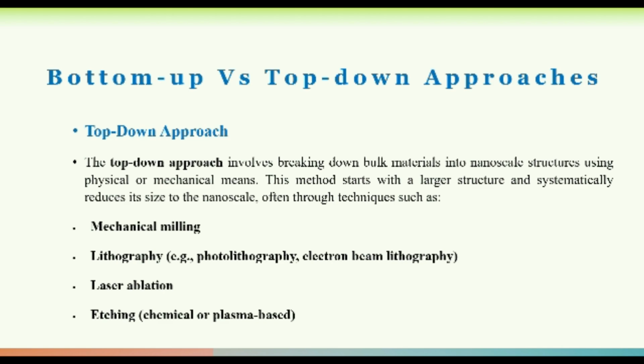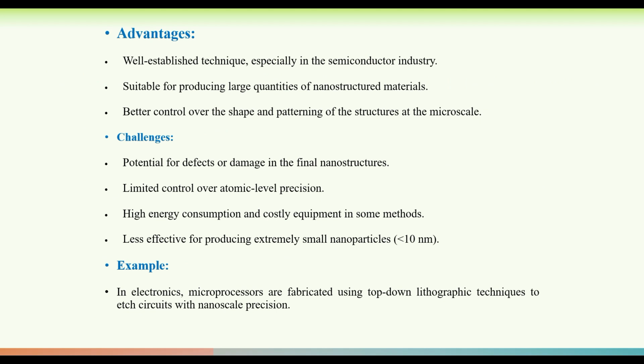Top-down approach involves breaking down bulk materials into nanoscale structures using either physical or mechanical means. This method starts with a larger structure and systematically reduces its size to the nanoscale, often through techniques like mechanical milling, lithography, laser ablation and etching. Coming to the advantages of top-down approach, it is a well-established technique, especially in the semiconductor industry. It is suitable for producing large quantities of nanostructured materials, with better control over size, shape and pattern of the structures at the microscale.